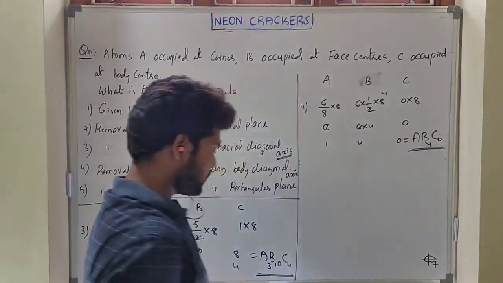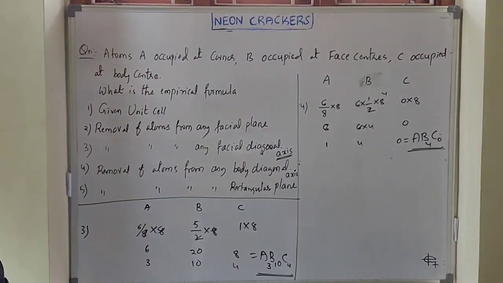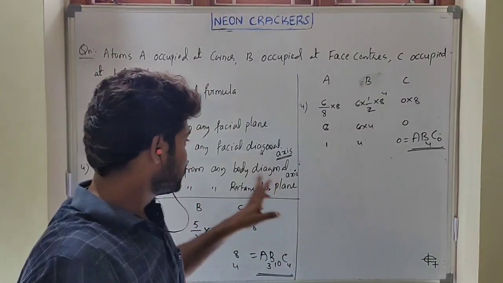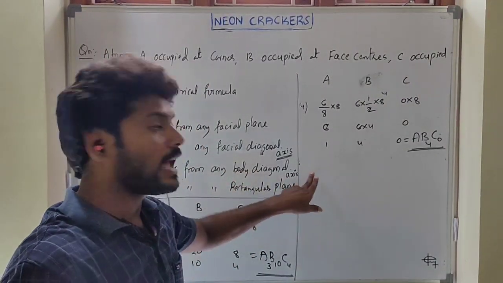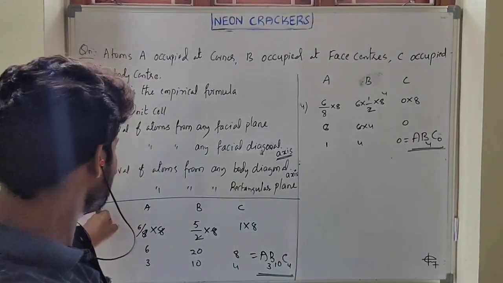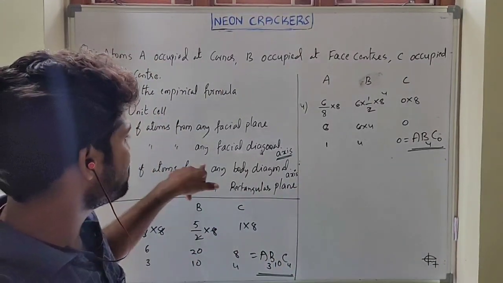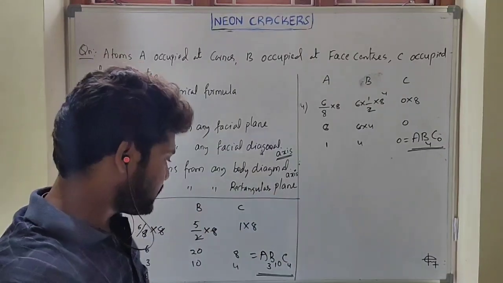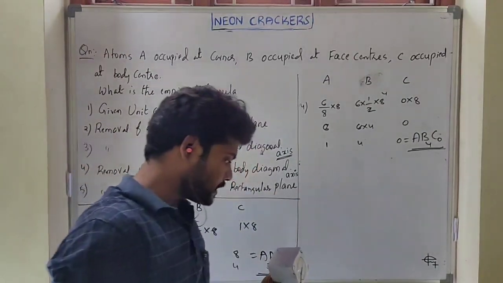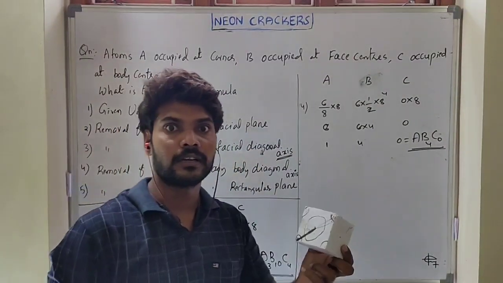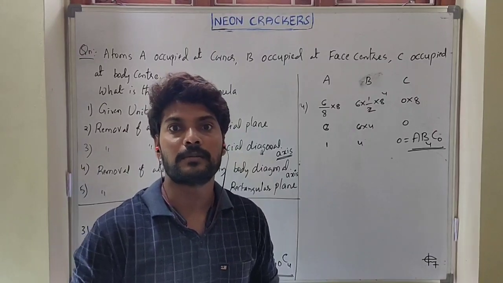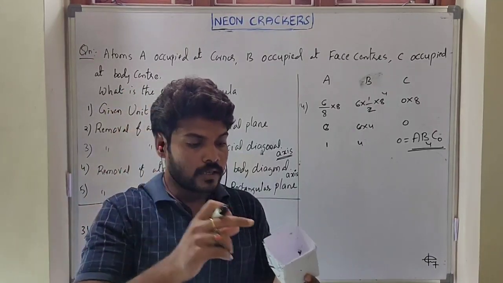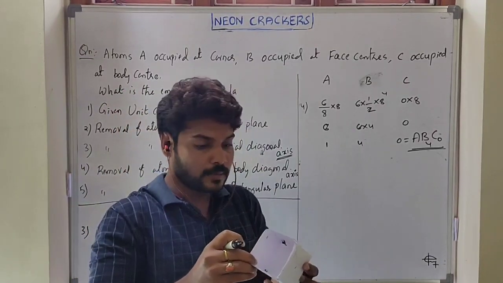A B4 C0. This is the empirical formula of the given fourth condition. Okay, so this is the body diagonal axis. The last condition is removal of atoms from any rectangular plane, so we have that plane of symmetry. In the last video I discussed the types of symmetries: plane of symmetry, body diagonal symmetry, right? So, rectangular plane of symmetry.